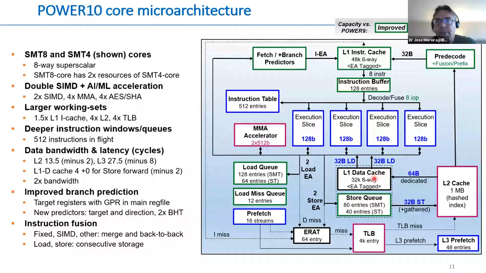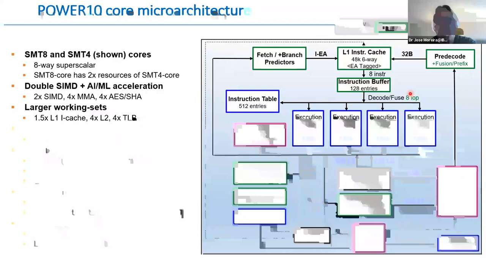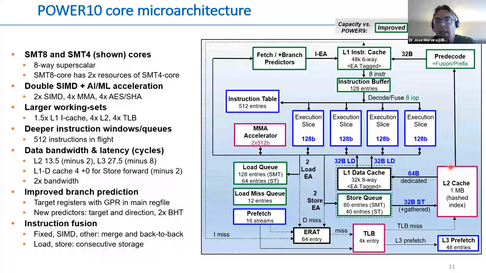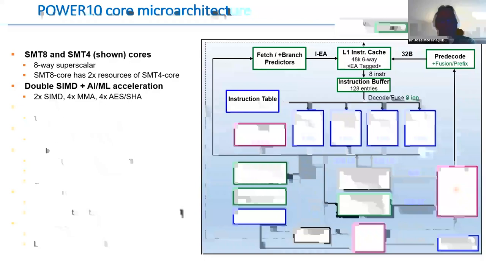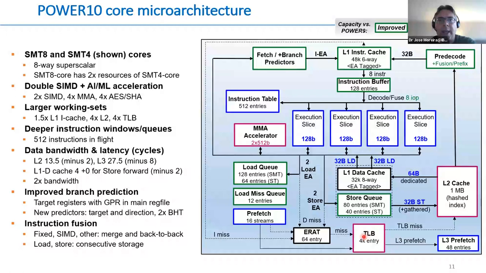The L1 data cache has stayed at 32 kilobytes, while the L1 instruction cache improved 50% to 48 kilobytes. The L2 cache, which is common for instructions and data, has improved significantly to a megabyte. It's a very big improvement. POWER9 had a shared L2 cache per SMT4 core, so they effectively only had 256 kilobytes. Now this is a full megabyte. Our translation support, the TLB, improved by 4x. We do more prefetch. We can keep more instructions in flight. Our load queue, load miss queue, our instruction buffers, everything has been enhanced over POWER9, resulting in a core that on average is 30% faster.